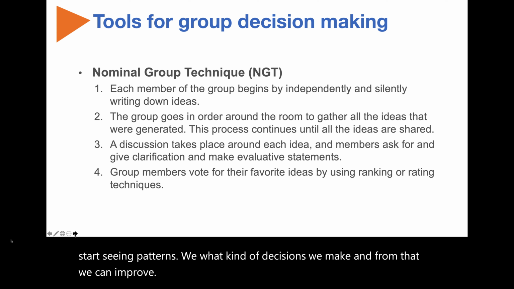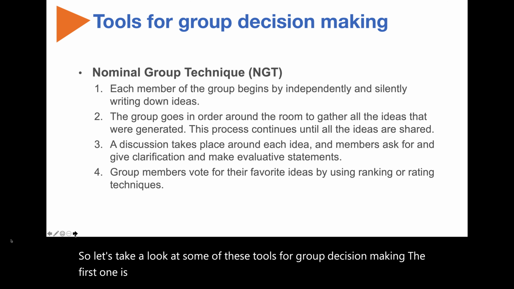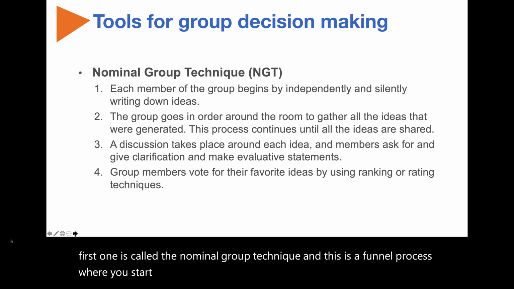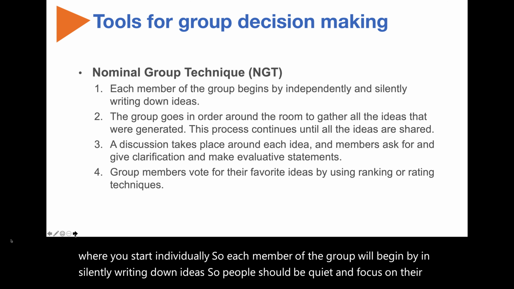Okay, so let's take a look at some of these tools for group decision making. The first one is called the Nominal Group Technique. And this is a funnel process where you start individually. So each member of the group will begin by independently and silently writing down ideas. So people should be quiet and focus on their own list.